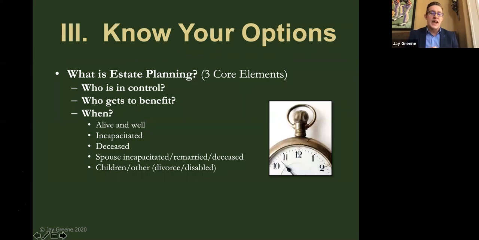So the last step now is we need to talk about what our options are. So we're going to go over estate planning a little bit. We're going to talk about some of the core elements of a good estate plan. That is talking about who is in control, who's going to benefit from that plan, and when will they benefit. What happens when you're alive and well? What happens when you become incapacitated? What happens when you're deceased? How does that change when your spouse becomes incapacitated? What about if your spouse remarries or if your spouse passes away? What about your children? What if they get a divorce? What if they're disabled? How are we putting plans in place that make sure no matter what's going on with our family now and in the future, that our plan is going to work?